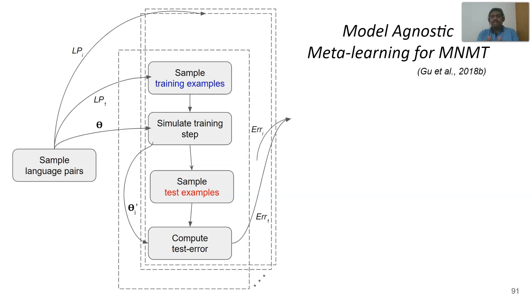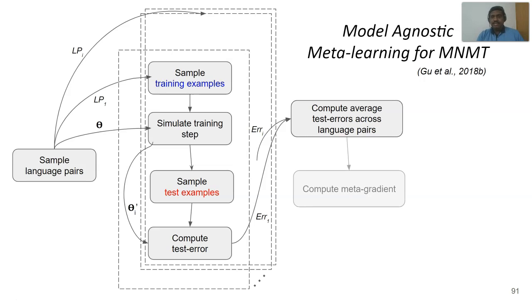But the meta model is not updated with these language-specific parameters. Instead, the errors from each of the simulated model updates are averaged, and then you compute what is called a metagradient. The metagradient is the gradient with respect to the original model parameters theta, but computed on the loss incurred on the simulated updated parameters theta I dash.